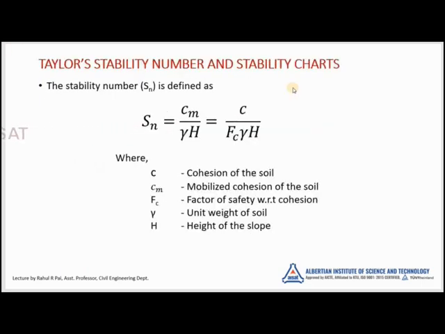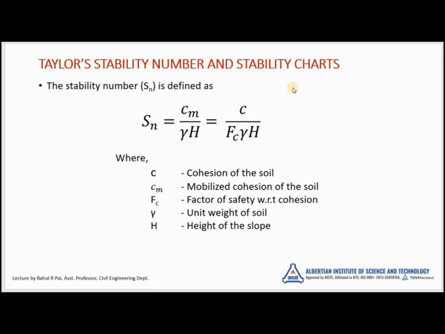Next is Taylor's stability number. Taylor's stability number is just a number which is used to find the factor of safety or to find the limiting height of a slope. So Taylor suggested some numbers from which you can find the safe height of a slope. That is a major advantage of this Taylor's stability number and these charts. He also developed charts to find the factor of safety or the limiting height of a slope for a given stability number.